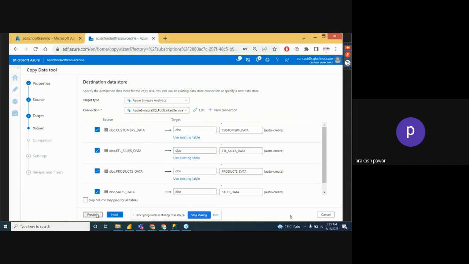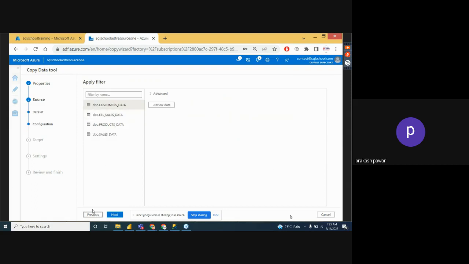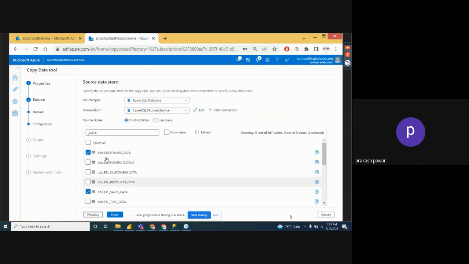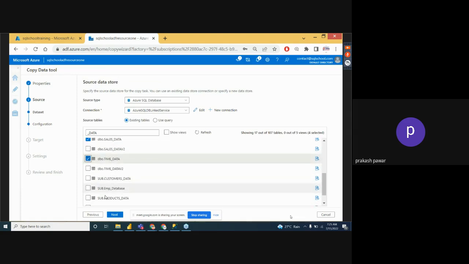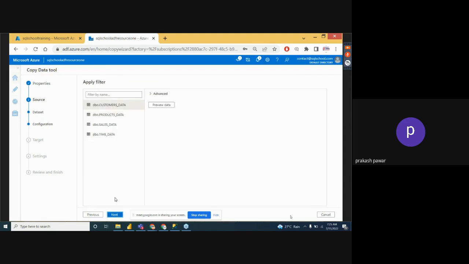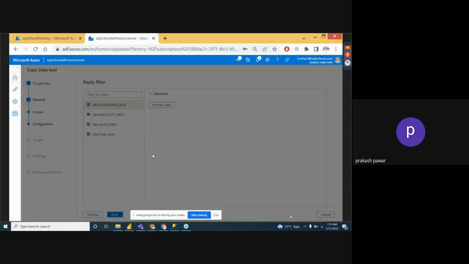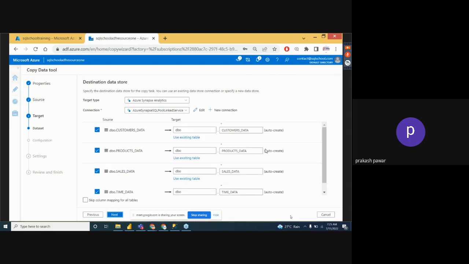So what I'll do, I'll go back. I'll go previous and select whatever is required. For example, I have something called time data. Just make sure you select the required tables. Next, data set is ready. Remember, data set means here collection of tables, because later we are going to reuse them. We are going to share them with our team members. So remember, data set means here collection of tables.